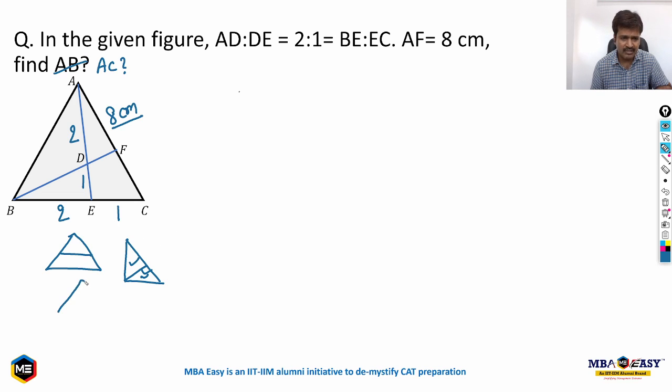One more common case is that in a triangle, if you draw a line like this and any two angles are equal, if this is theta, this is also theta, then the smaller triangle and the larger triangle are similar. So these are some of the common cases of similar triangle.